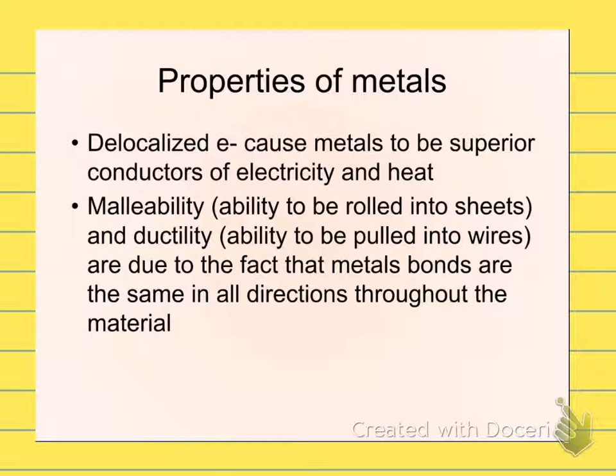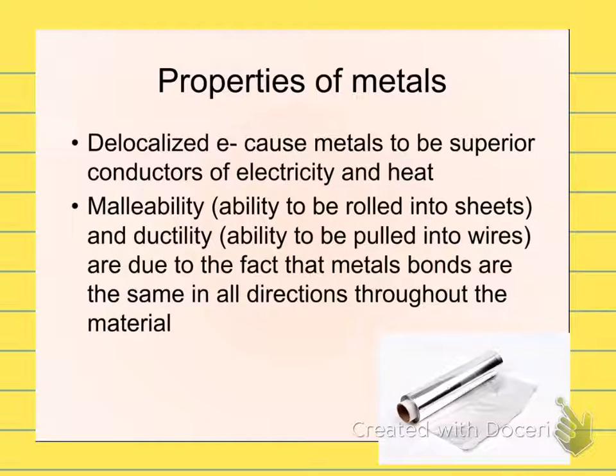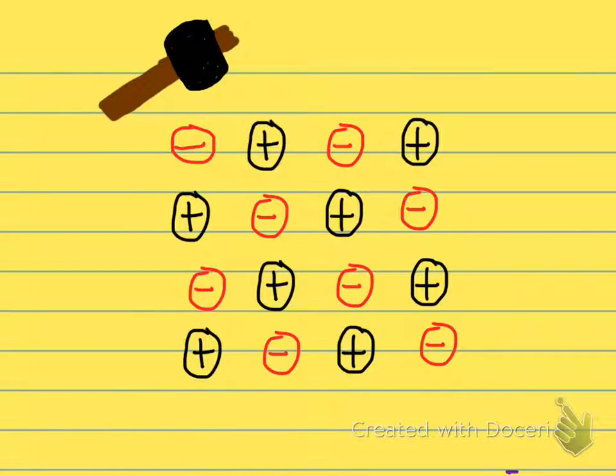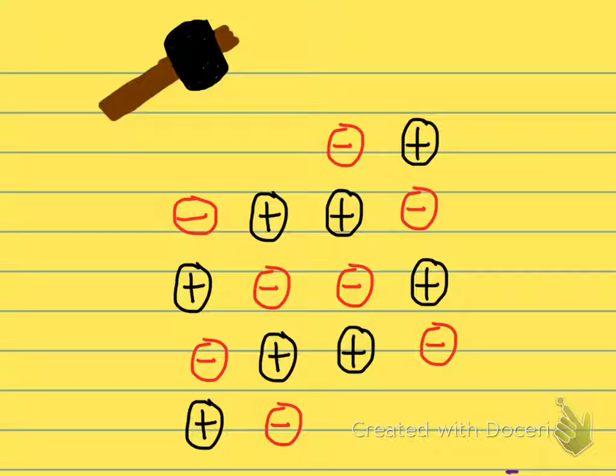Metals' malleability can also be explained by their electron sea. Malleability, remember, is the ability to be rolled into thin sheets, like everybody's favorite way to wrap up leftovers. Malleability is seen in metals because as you compress a metal, imagine this is aluminum, even though you're changing the position of the atomic nuclei, there are still forces of attraction going in all directions through the material.